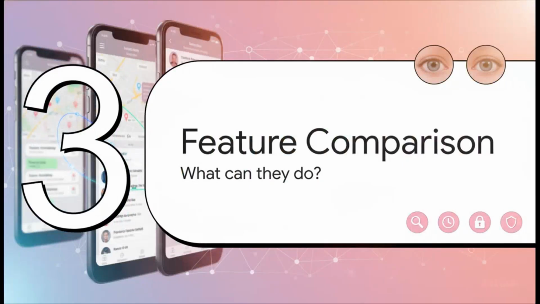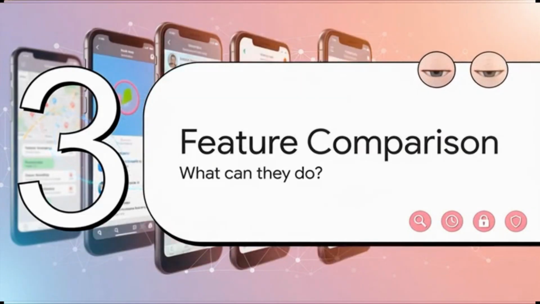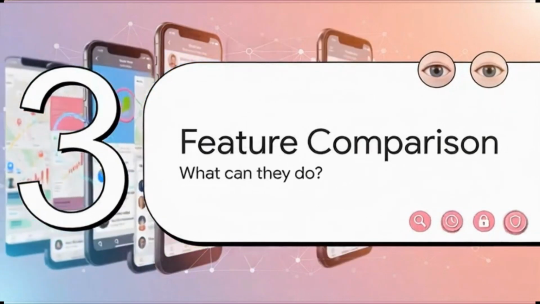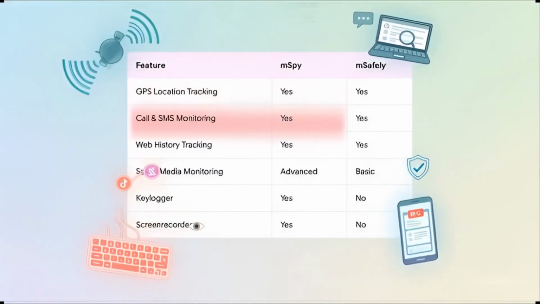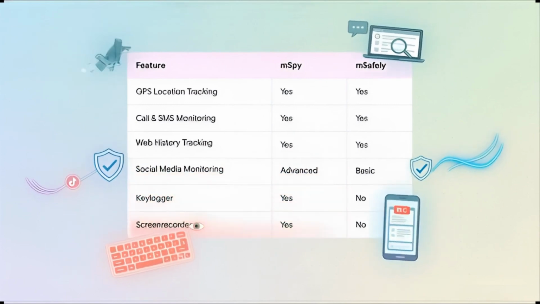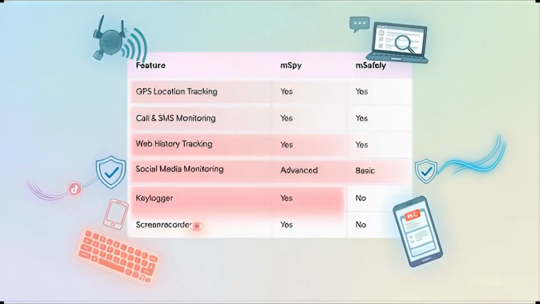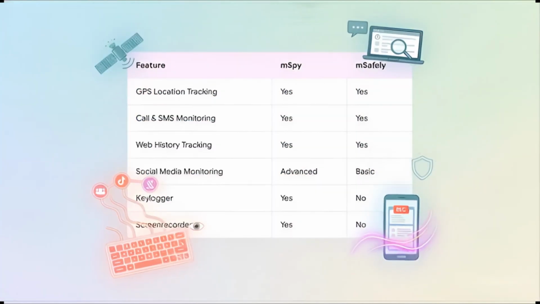Okay, this is where we get to the good stuff. What can you actually see with these apps? What do they let you do? Let's break down the features and see how they really compare. So as you can see, both apps cover the basics really well. You get GPS tracking, you can monitor calls and texts, and you can see their web history with either one. No problem.